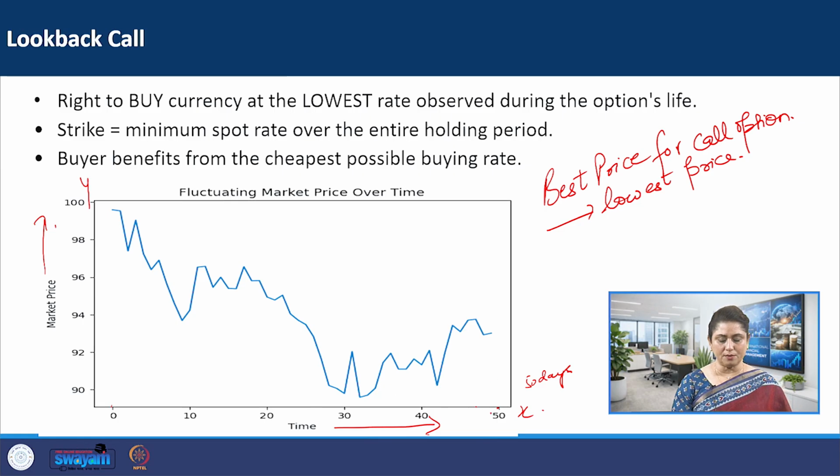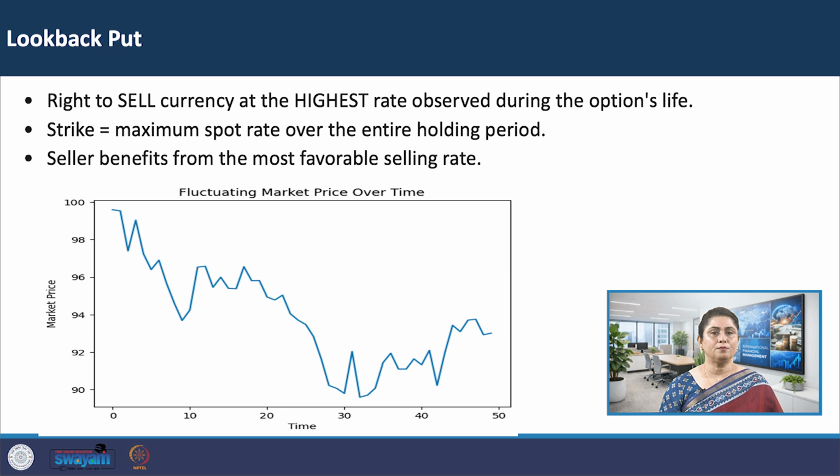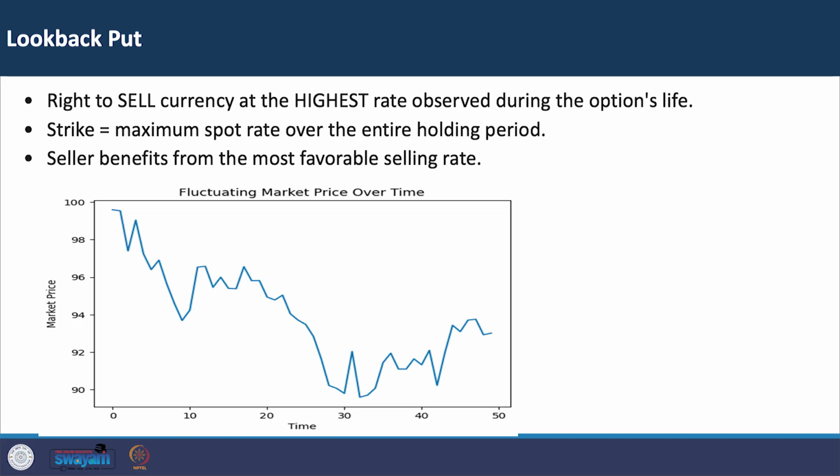Now, what is the lowest price over the entire holding period? This is the lowest price. Now, this is going to be the K. At the time of the expiry, we are going to look back and see the lowest price, and this K is going to be the strike price of the option. For a look back put, the buyer has the right to sell currency at the highest rate observed during the same period. Now, here we have a time here, and this is the market price.